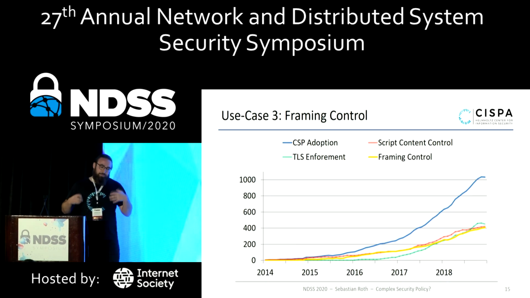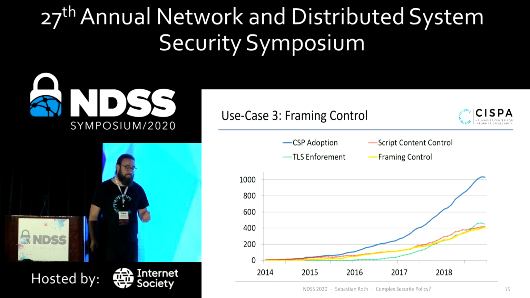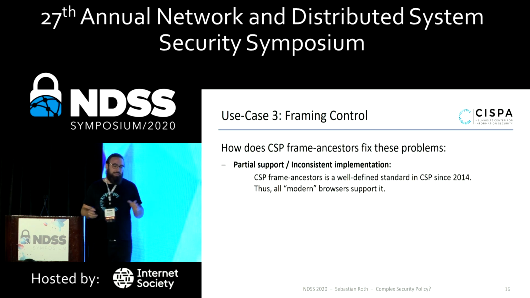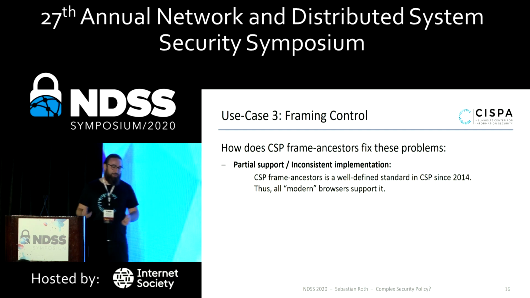So to fix those issues, CSP introduced the frame-ancestors directive. And as you can see in the golden line, this new feature of CSP is nearly used as often as the other two use cases that you have seen. But how does frame-ancestors actually address the problems of the XFO header? Well, it is a well-defined standard in CSP since 2014, so all modern browsers support it in the same way. However, legacy browsers like Internet Explorer do not support it at all.